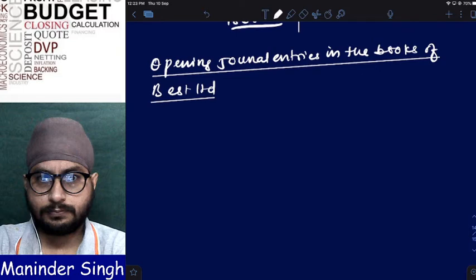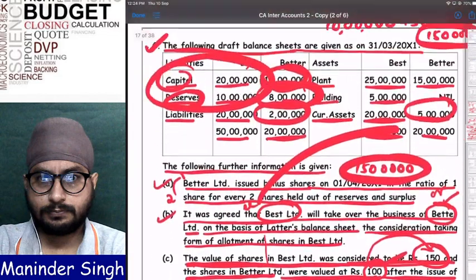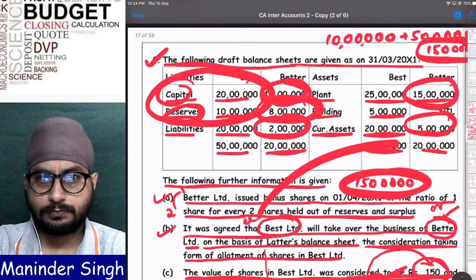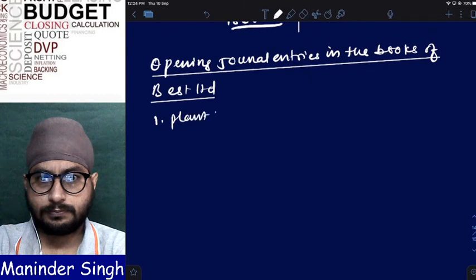Now tell, is Best Limited receiving the shares or the assets? All assets that it is receiving should be debited or credited? Debited. Now see, how much worth of assets am I receiving? Plant 15 lakhs, current assets 5 lakhs. So I will debit Plant account, 15 lakhs.